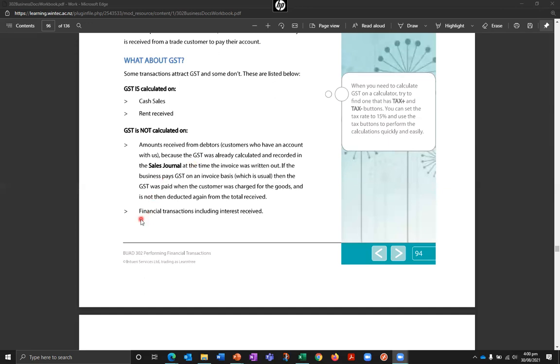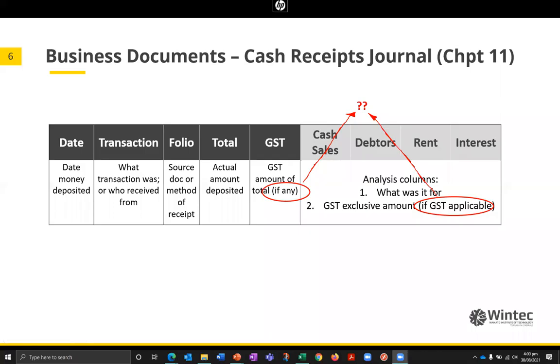And we also don't calculate GST on financial transactions, which are mainly transactions that you'll get from your bank, for example, interest received and things like that. So when we look back at this, when it says if any, or if GST is applicable, what it means is we calculate GST on cash sales, we calculate GST on rent, but we don't calculate GST on debtors, and we don't calculate GST on interest.